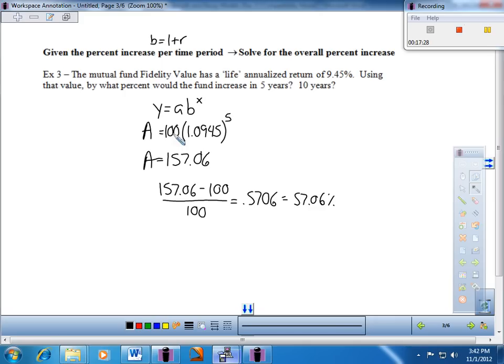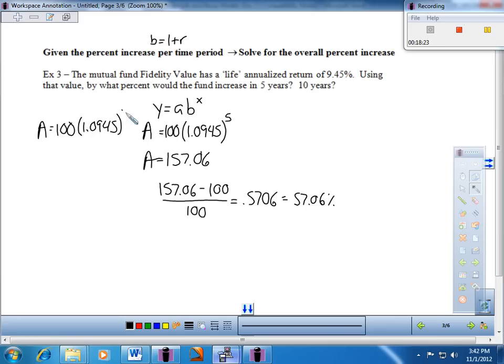And that actually is your percentage increase. It gained $57.06. So from 100, it's a 57.06% increase. Okay, good. I'm going to come over to the left side here, and let's repeat the process. So after 10 years, what would it be? And it's going to be more than just double that. Just be careful on that.